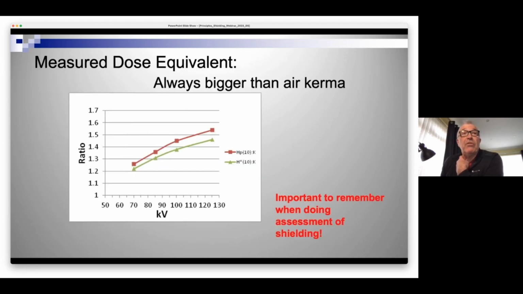But measured dose equivalent is always bigger than air kerma, which is an important thing to measure when you're doing assessments of shielding, because as I'm about to tell you, shielding is based on the assumption that air kerma is always greater than effective dose. But if you assess shielding using a film badge, then you're going to identify that the doses are apparently higher than you think.